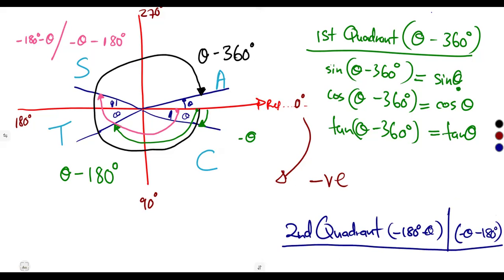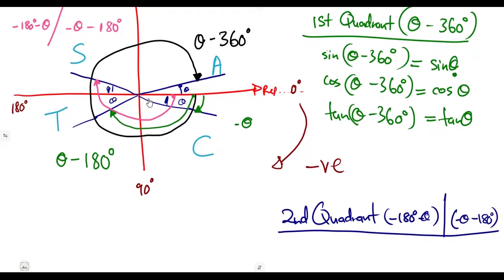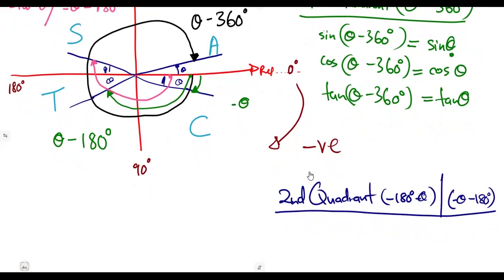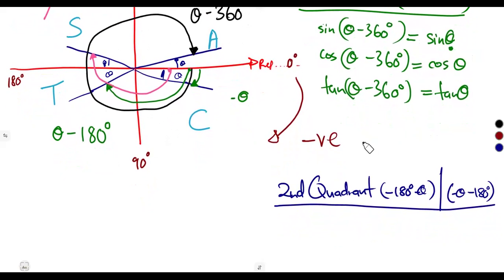This is what we have in the second quadrant. It is the quadrant for sine, just like the previous class, guys. Sine is positive there. The rest are negative. So meaning to say, the sine of minus 180 degrees minus theta is equal to positive sine theta.